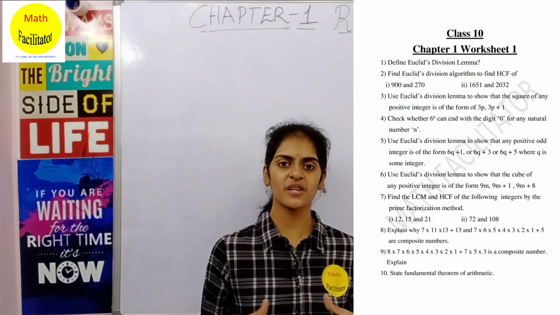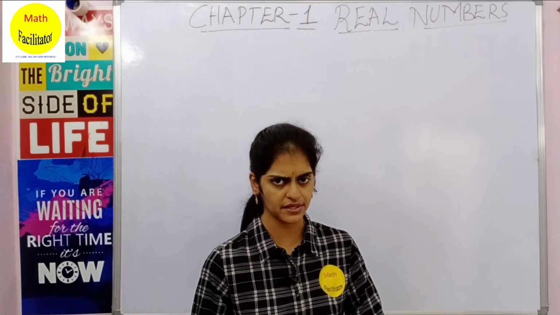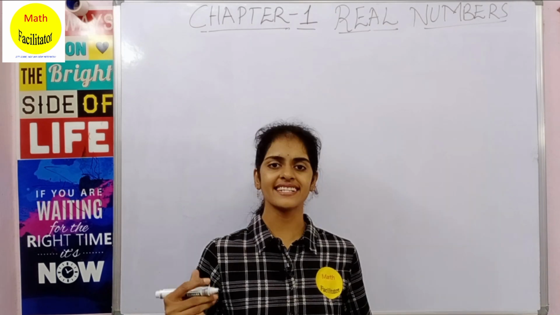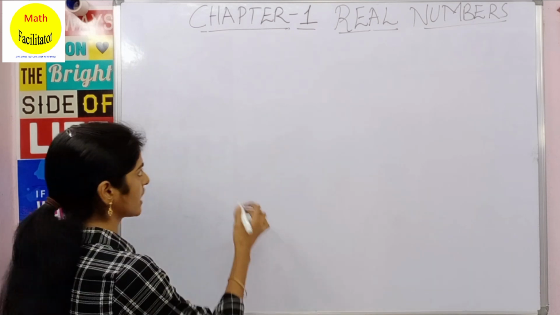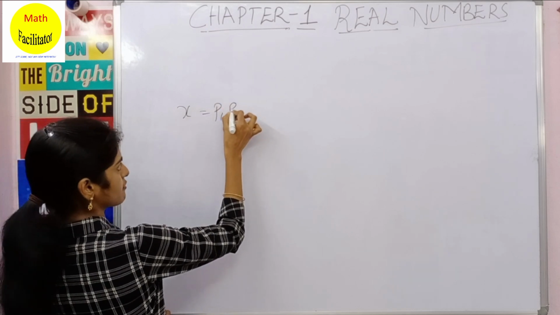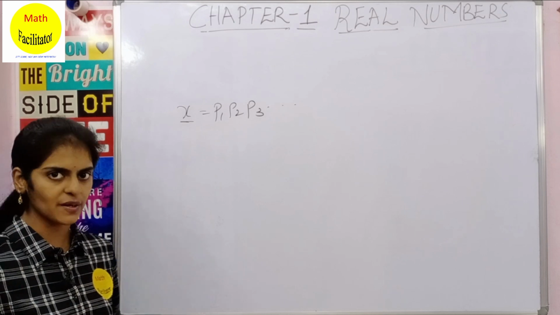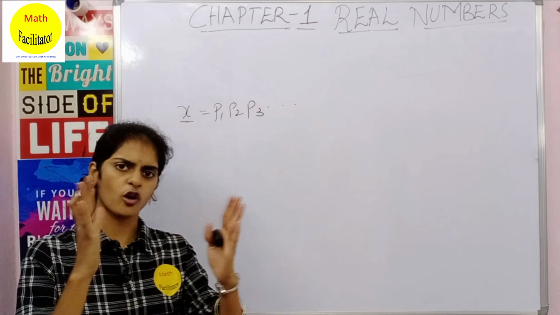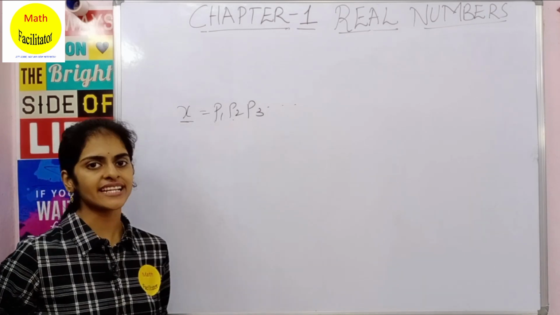Okay, so the next question is, you have to state the fundamental theorem of arithmetic. Now what is the fundamental theorem of arithmetic? Using the same theorem we have solved the previous problems. Yes, it is nothing but if a number can be expressed as a product of prime numbers. Okay, suppose x is a number, if it can be expressed as a product of prime numbers, then this x is called a composite number. Clear? And the prime numbers are unique. The order of the prime numbers may be different, but these are a unique set of prime numbers.